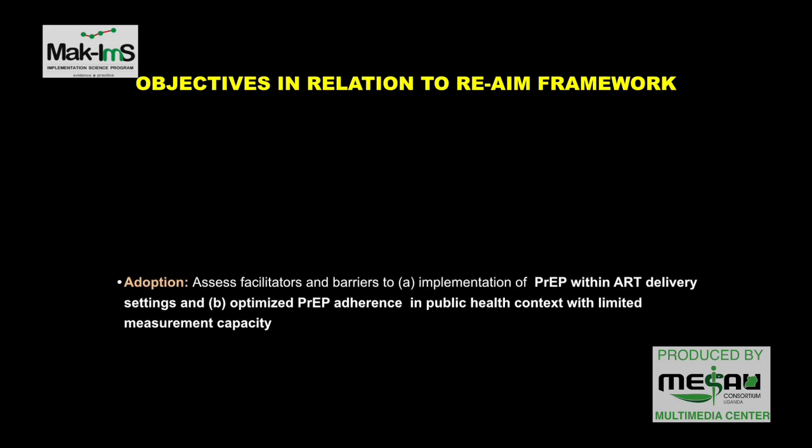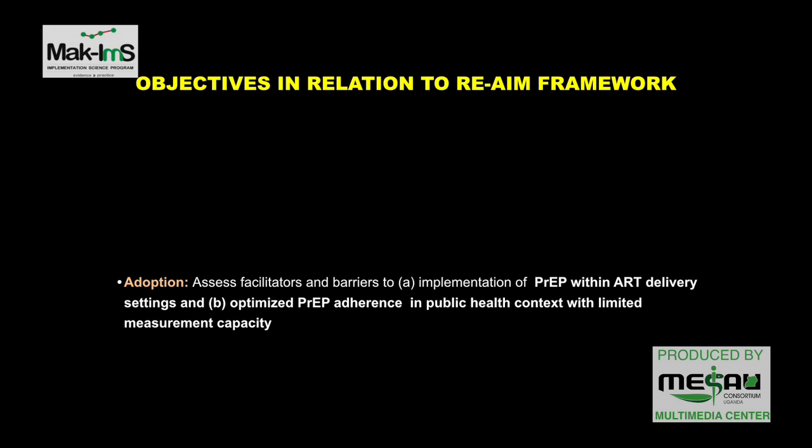Then A is for adoption, and they did have an objective on that as well. Assess facilitators and barriers to implementation of PrEP, and also optimize PrEP adherence in public health with limited measurement capacity. So barriers and facilitators come in here.